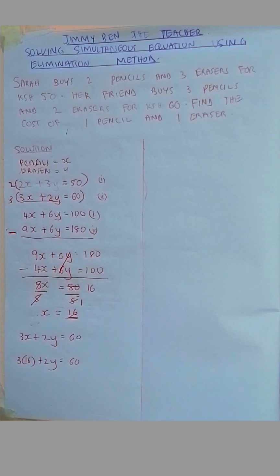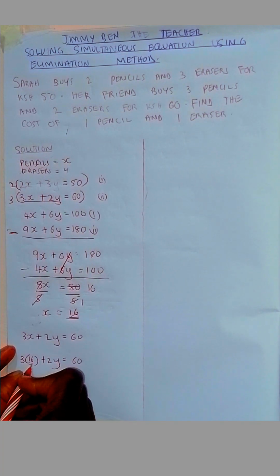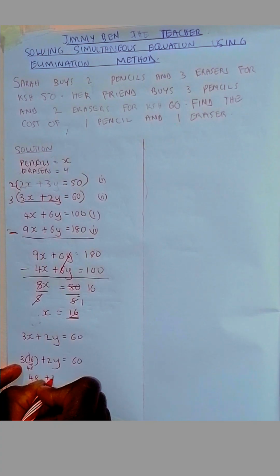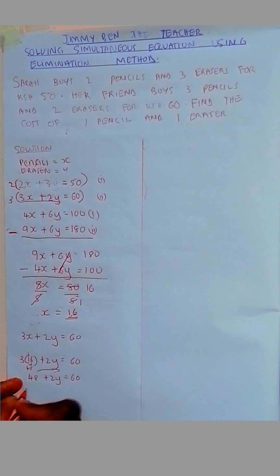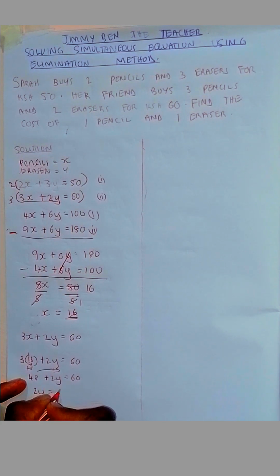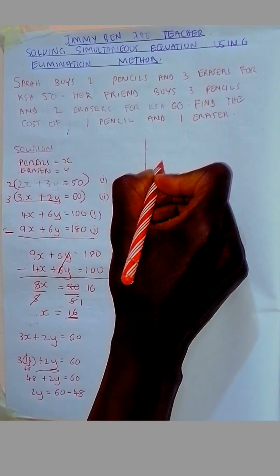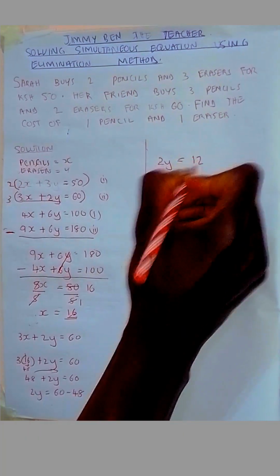16 times 3, we get 48. So this is 48 plus 2y is equal to 60. So we take the 48 to the other side. 2y is equal to 60 minus 48, we get 12, isn't it?